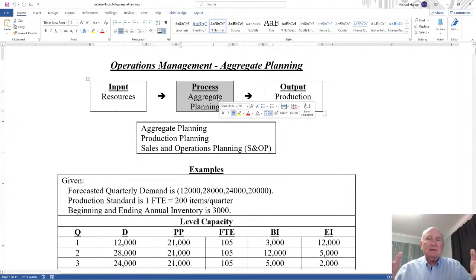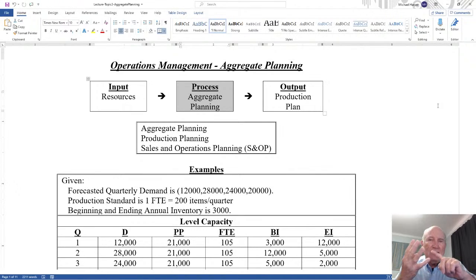And in this process, the concept is connecting your resources with your production plan to create strategies, to create objectives, to have different applications and characteristics. And we'll be talking about some of those in this lecture. Now, the whole concept of aggregate planning is four things: the demand, production, the resources, and labor.